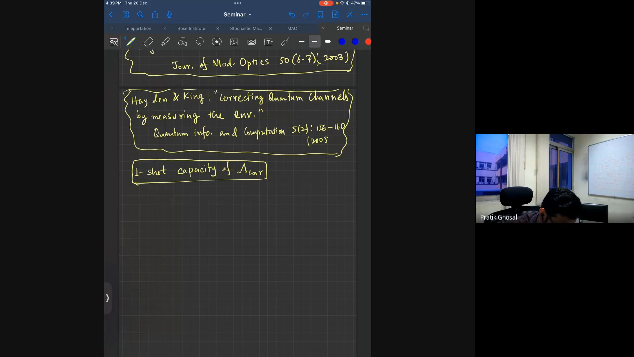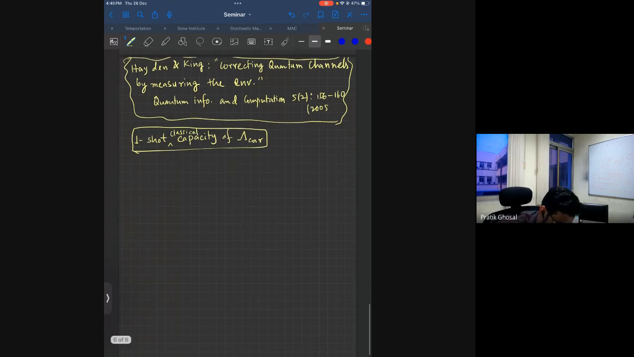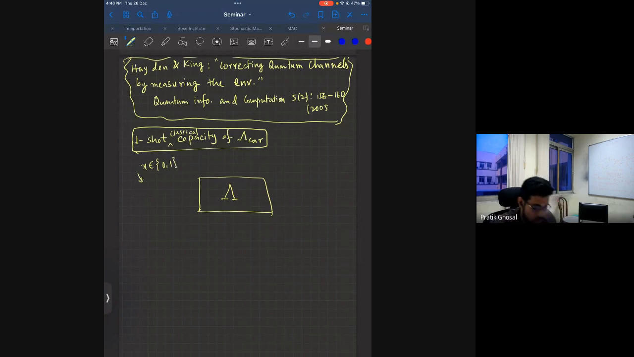So let's consider the single shot classical capacity of any channel. Let's consider you have a channel lambda and you want to convey some classical information. Let's say you have an input index x, that is, let's say, a bit. Now this bit information you want to communicate through this quantum channel. So what is the procedure?